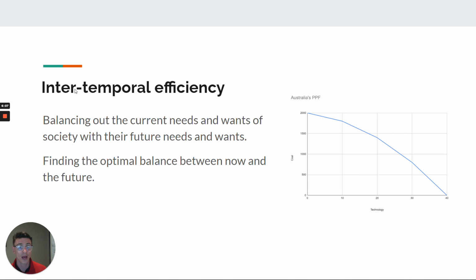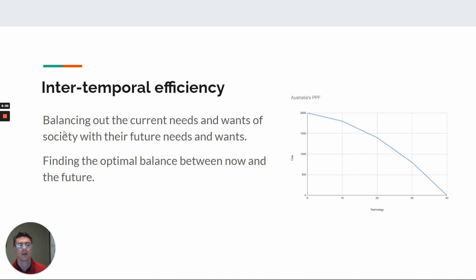In your life, you can think about it as remembering that Year 12 is a long year and you don't want to burn out early on. So you want to balance out today with the really important part, which is the exam. Okay, so as you may have noticed, dynamic and intertemporal efficiency are really considered over time. So it's changing, whereas allocative and productive efficiency are at a point in time.